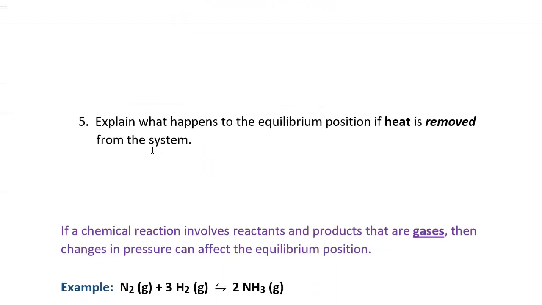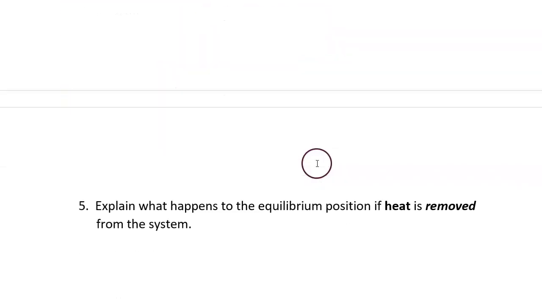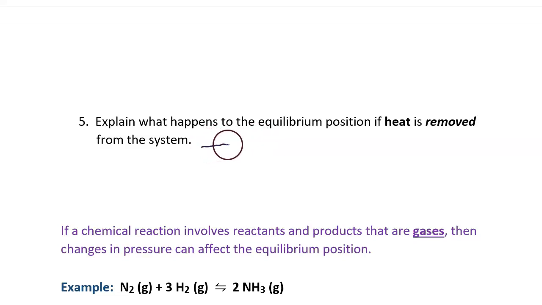Number 5, explain what happens to the equilibrium position if heat is removed. How will the system compensate for that? Well, it needs to replace that lost heat, so the forward reaction needs to speed up. The forward arrow will be the longer of the two arrows, and a way to write that in words is you can say it favors the products.